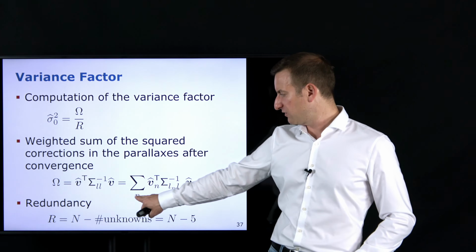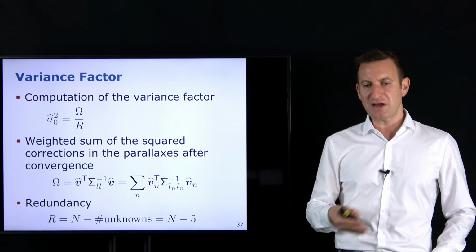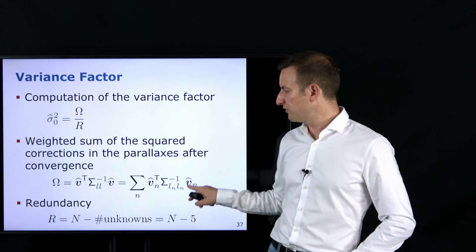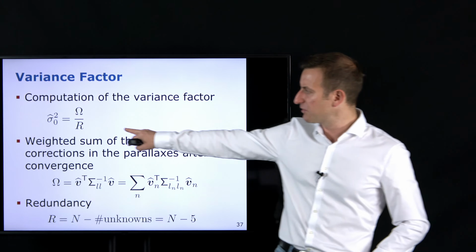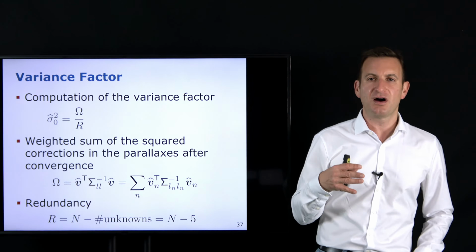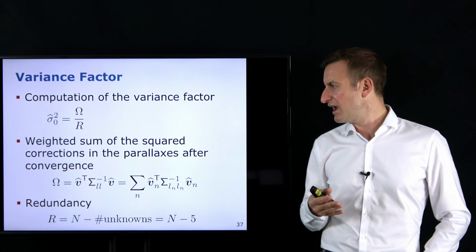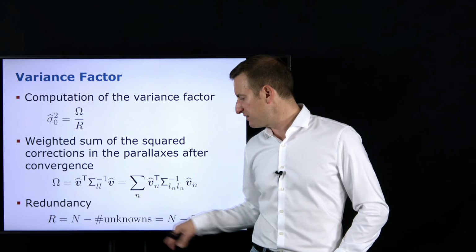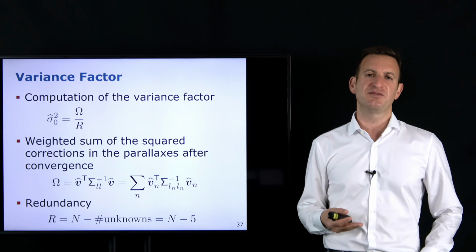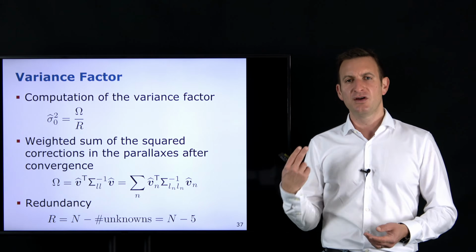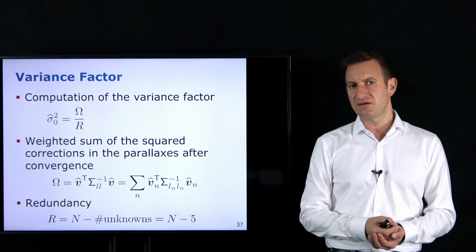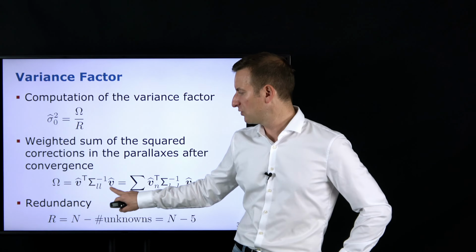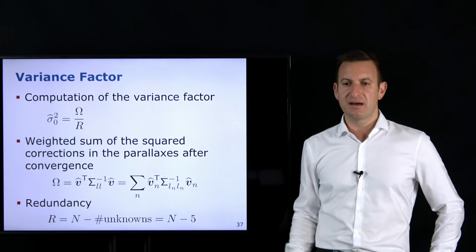And this basically means summing over all observations, over all corresponding points in here, and computing this term. And this we then divide by the redundancy R, and the redundancy R is the number of observations that I have, so n because I have n corresponding points, minus the number of unknowns, which is in our case 5, because we have 5 unknown parameters. 2 for the baseline vector and 3 for the rotation matrix. So this means this variance factor is this term over here divided by n minus 5.